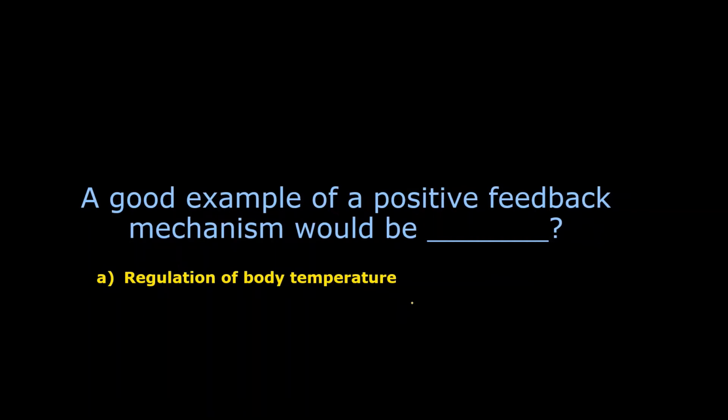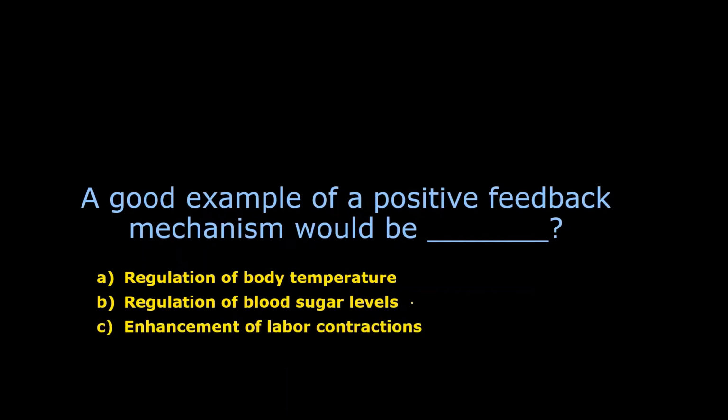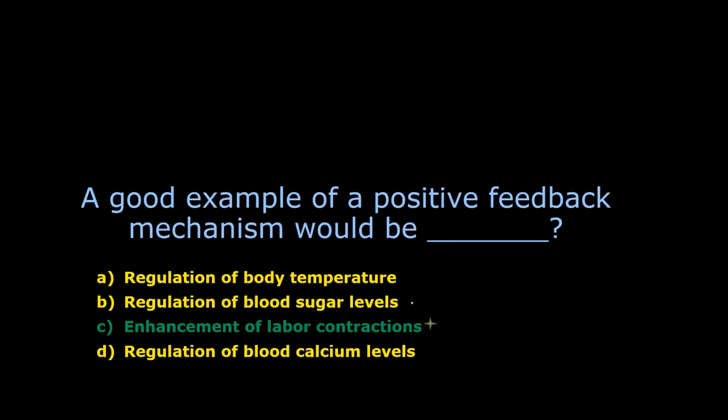Regulation of body temp. Now that's a negative feedback. Regulation of blood sugars. Wow, we love blood sugar here, but that's another negative feedback. There is labor contractions. That has to be the answer, right? Let's just check and make sure so we don't make some silly error. Regulation of blood calcium is negative feedback. You may not have known that right away, but again, labor contractions is hands down the one that's asked about on these types of tests over and over and over. So I'm guessing that's the winner. And it is.